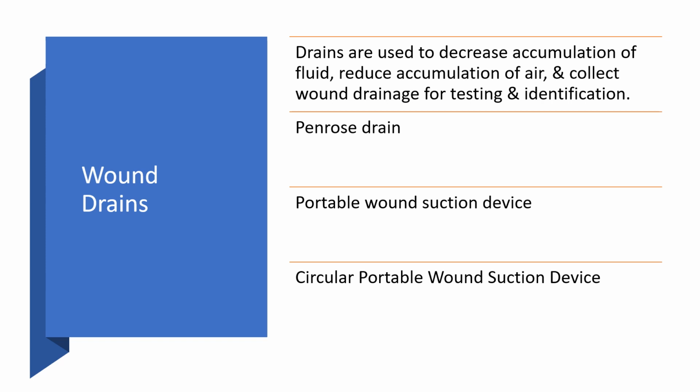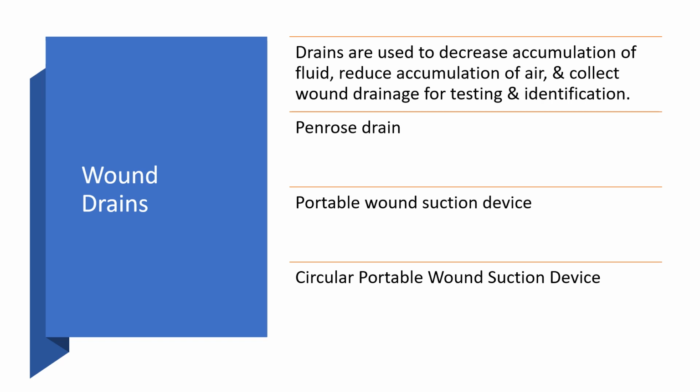A portable wound bulb suction device, or a bulb suction drain, is an active, closed system drain that uses negative suction to drain fluid from the wound. It is composed of a tube that has a bulb connected at the distal end. The tube is inserted into the wound and the bulb remains outside of the wound. The bulb is emptied minimally every 8 hours or when more than half full.